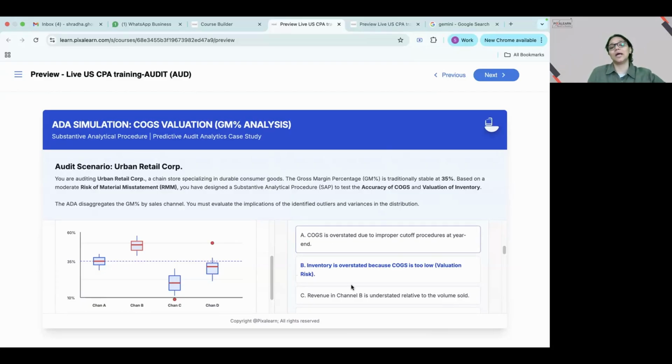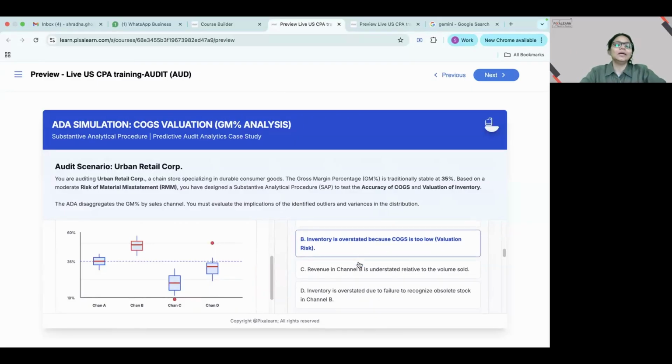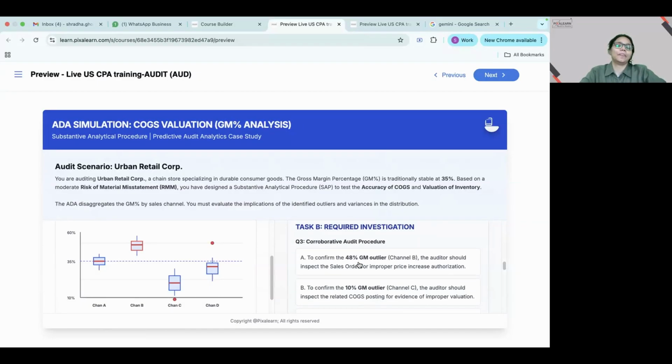The risk here is that your COGS is understated. That means your inventory is overstated. That is the risk. Now you go to the next one. What would you do now? Corroborative audit procedure. Now, after you see this, what is going to be your next step?